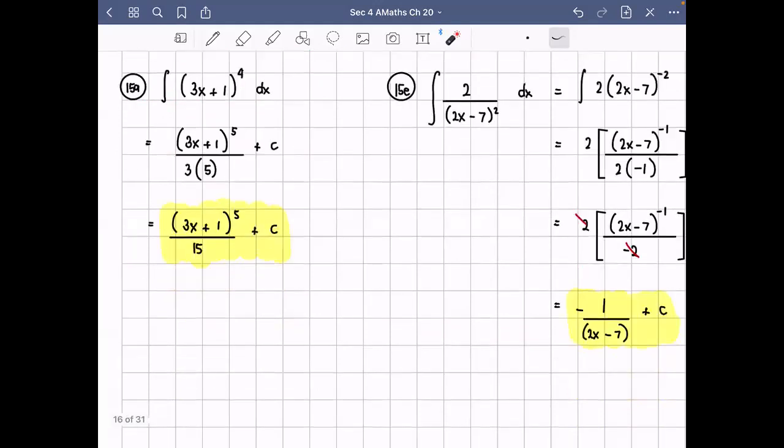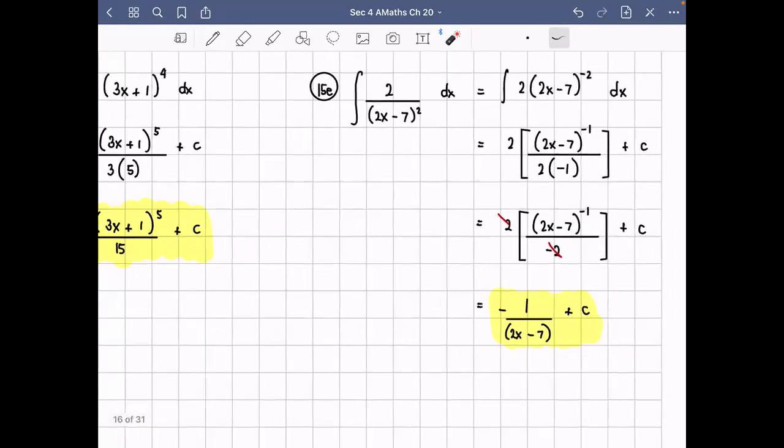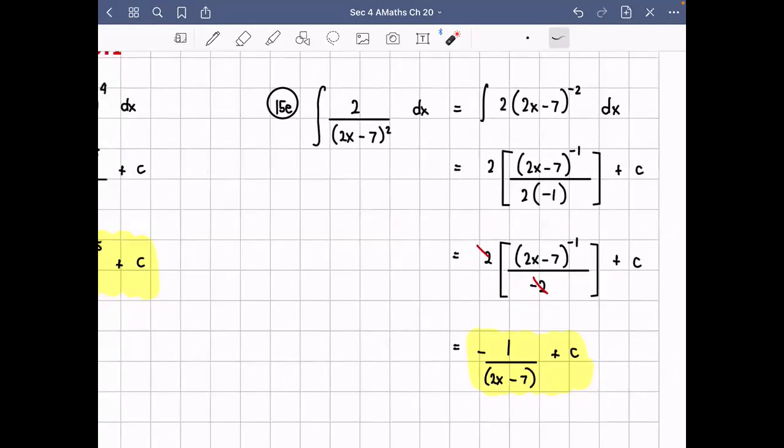Now, if you wrote your answers like this, 1 over 15, and then you have 3x plus 1 raised to 5 plus c, that's still correct. So that's 15a. Now for 15e, basically it's a fraction. So we need to rewrite our question here. We remove the denominator, we remove the fraction by moving this to the numerator and making the index negative.